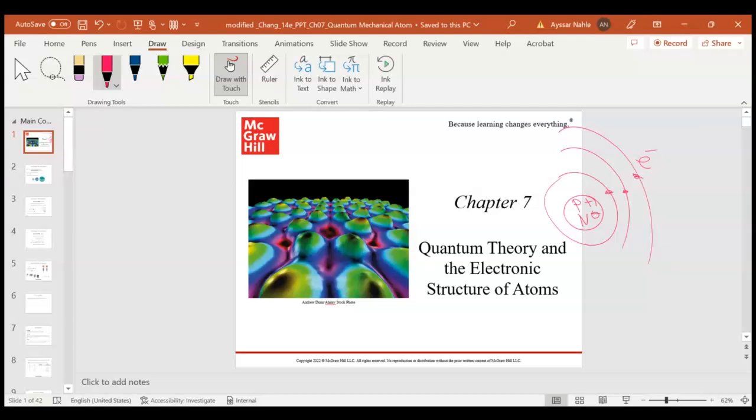Now, when we talk about quantum, what does quantum mean? Quantum means quantity, to do with the quantity. Quantum theory and electronic structure of the atom.